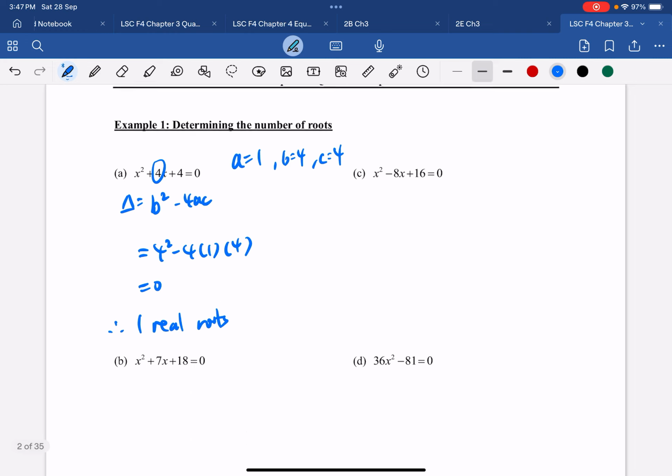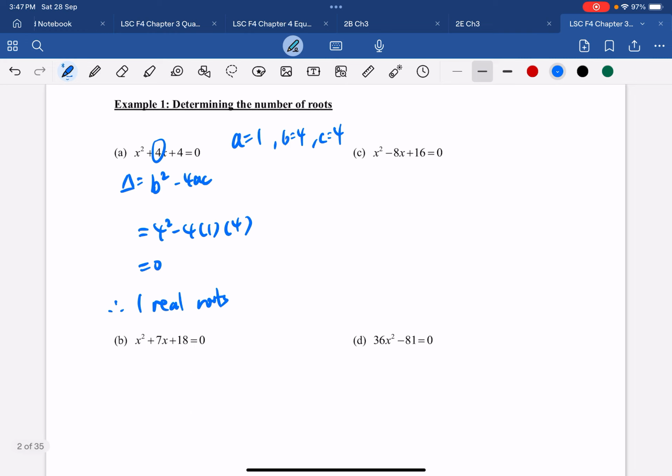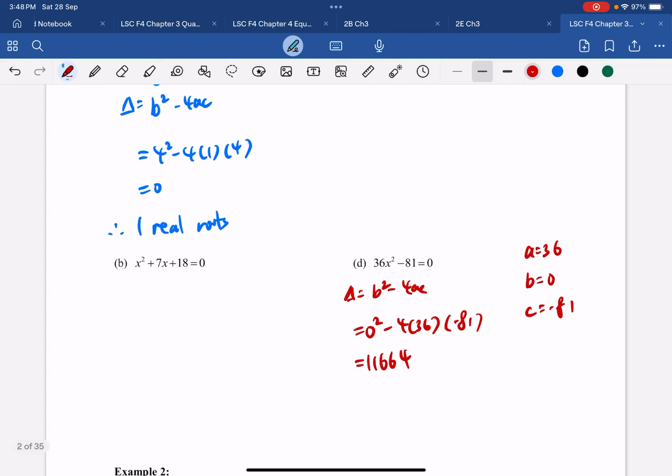Okay, you can try part D. You can pause the video and do it, and then replay it when you finish to check the answer. So for this one, a is 36, b is 0, c is -81. So for the delta, plug the numbers back in and press the calculator, and you will get 11664.